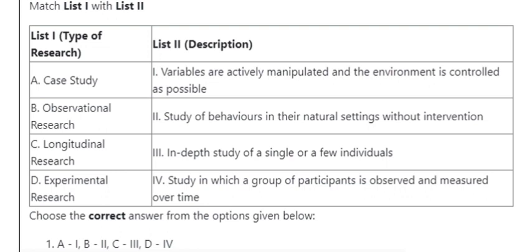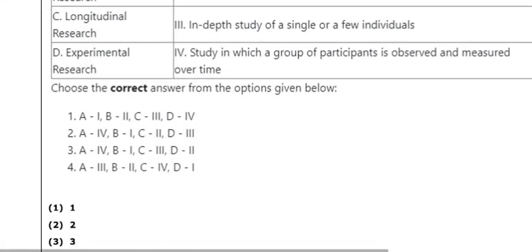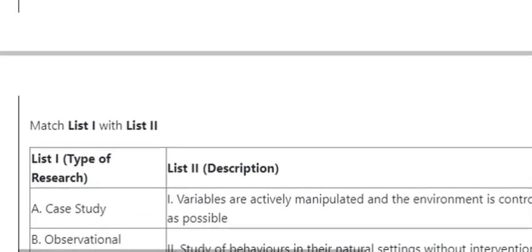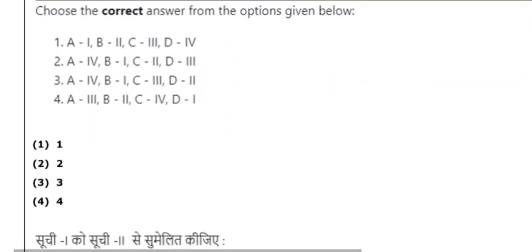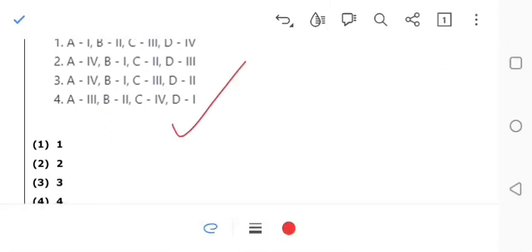In 1 it says variables are actively manipulated and the environment is controlled as possible. 2. Study of behaviors in their natural settings without intervention. 3. In-depth study of a single or few individuals. 4. Study in which a group of participants is observed and measured over time. So this is the question. These are the options. Question number, as you have seen, 15. Correct answer will be number D. That means A will be related to 3, B 2, C 4 and D 1.